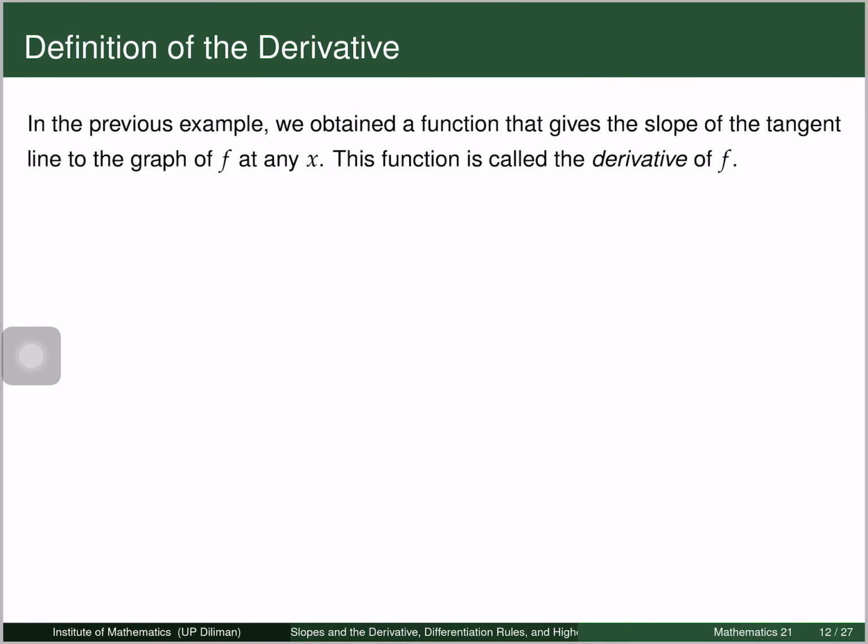So in the previous example, nakapagbigay tayo ng function, yung negative 1 over x squared, that gives us the slope of the tangent line at any value x. This function is what we will call the derivative of f.